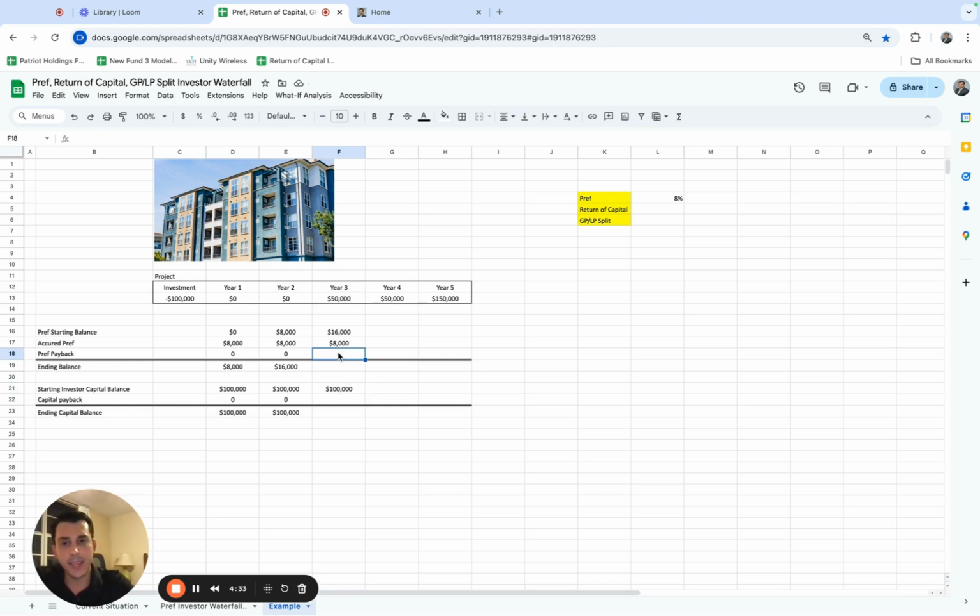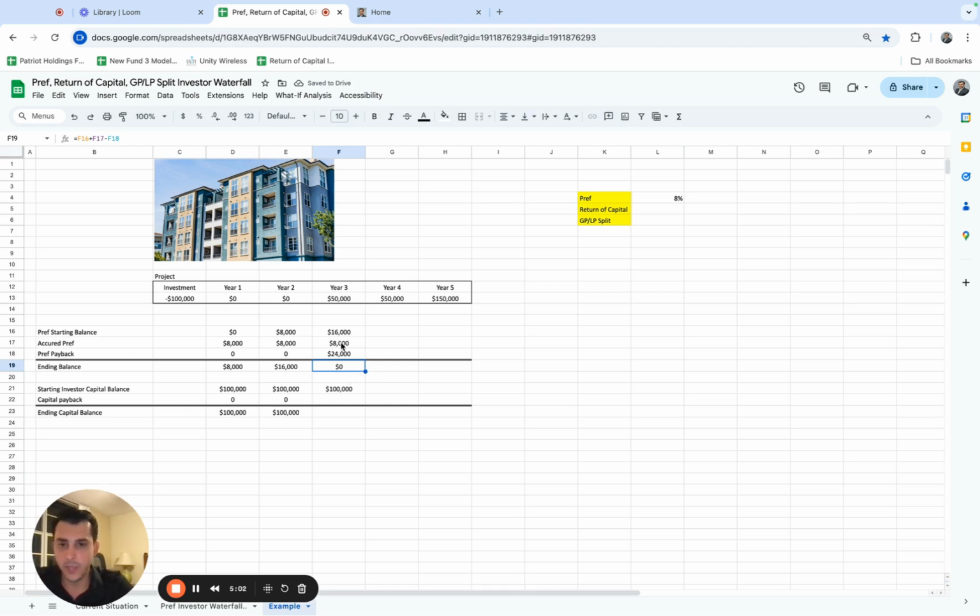Now there's going to be some payback. So we have $50,000 to distribute. That 50 grand always is going to first go towards paying back that Pref that we owe. So we owe right now, if you add these together, the starting plus the amount that we accrued in year three, 24,000. So we're going to put 24,000 there, and the ending balance of the Pref is going to go to zero.